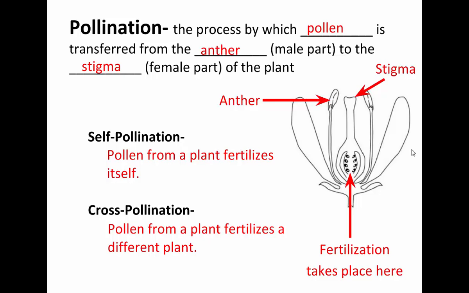When pollination does happen, when a pollen grain lands on this stigma, it grows like a little tube down through the style into the ovary, and then a tiny little sperm cell from within the pollen grain travels down that tube into the ovary and fertilizes an ovule. And then that fertilized ovule can grow into a new plant.